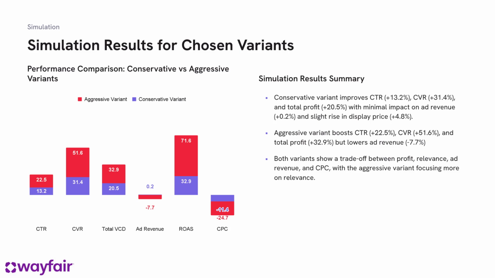Here we show the simulation results of the two variants we chose. Both variants improve total VCD, CTR, and CVR, with the aggressive variant focusing more on relevance. The conservative variant has a minimal impact on ad revenue, whereas the aggressive variant reduces ad revenue by a significant amount.